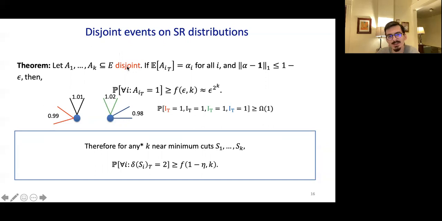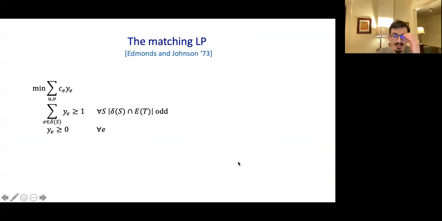And it turns out to be almost always true. So I'll assume it for this talk. So given this, the case where the only small cuts are the vertices turns out to be fairly easy. But to say this, I need to introduce this object called the matching LP.